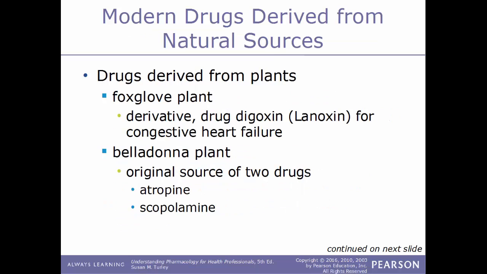Alright, now we'll talk about modern drugs that are derived from natural sources. Now, many drugs are derived from plants. An example of that would be the foxglove plant. And from this plant we get the drug lanoxin, which is used to treat congestive heart failure. Another example would be the belladonna plant. It's the original source of two different drugs, atropine and scopolamine.